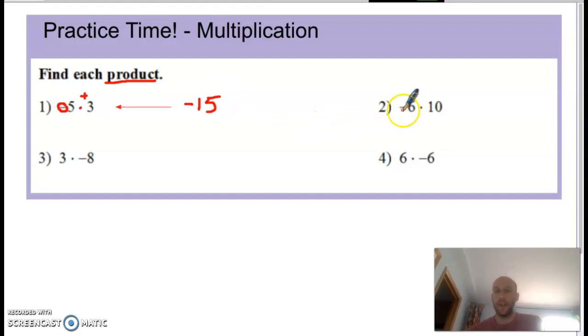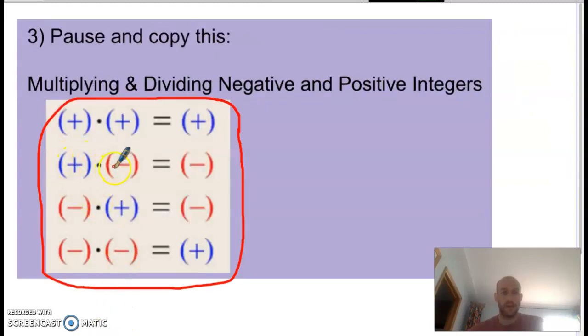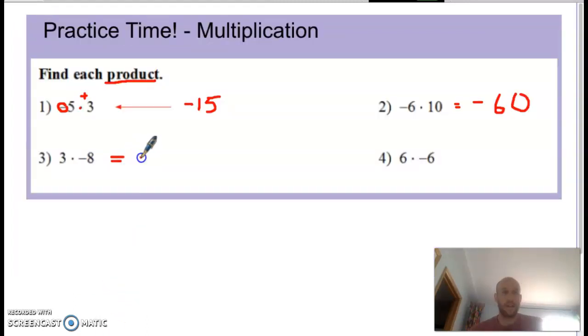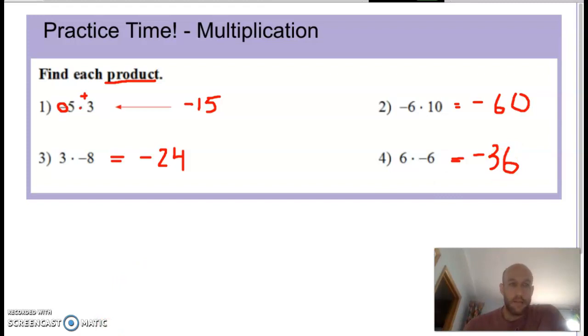Okay, number 2, -6 times 10. So again, we have a negative times a positive. That is a negative 60. Same thing over here, positive times negative. Okay, go back to my resource just to make sure. Positive times negative, negative. Okay, negative answer. And 3 times 8 is just 24. Same thing here. I have a positive times a negative. That's going to give me a negative answer. And 6 times 6 is 36. Okay? All right, let's move on.